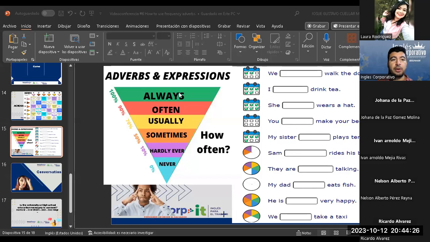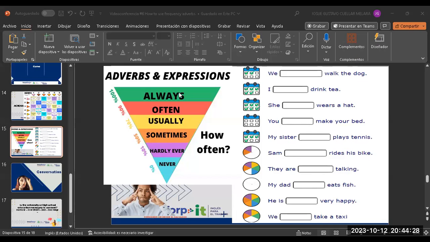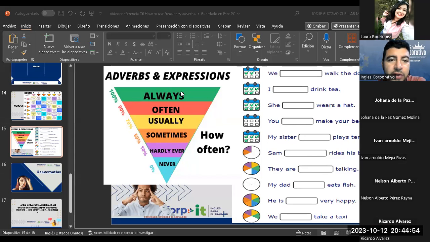So remember that we were studying these words. For example, here we have always. Siempre. Often, a menudo. Usually, usualmente. Sometimes, a veces. Hardly ever, como decir Harley Quinn, solo que en lugar de Quinn, ever, hardly ever. Casi nunca. Never es nunca. When we ask how often, we refer to cuán a menudo o qué tan seguido. So, look at this. Here we have 1, 2, 3, 4, 5, 6. Okay? And here we have this.